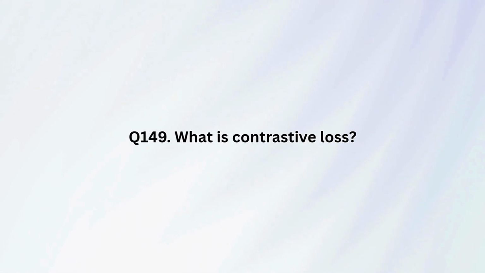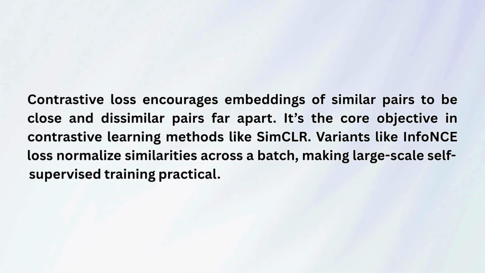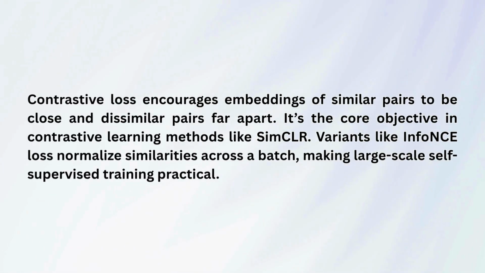What is contrastive loss? Contrastive loss encourages embeddings of similar pairs to be close and dissimilar pairs far apart. It's the core objective in contrastive learning methods like SimCLR. Variants like InfoNCE loss normalize similarities across a batch, making large-scale self-supervised training practical.